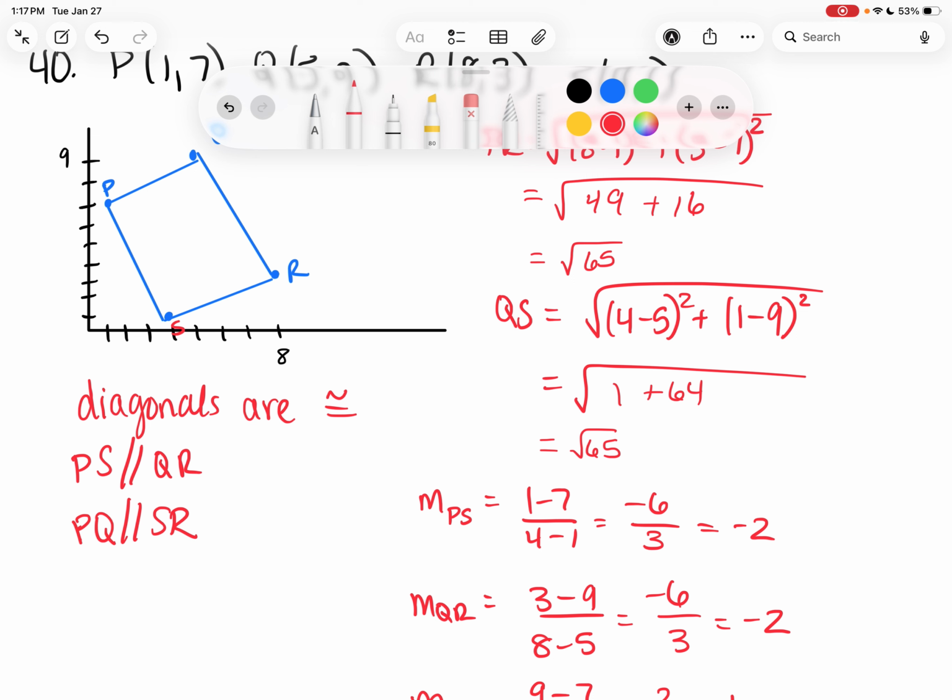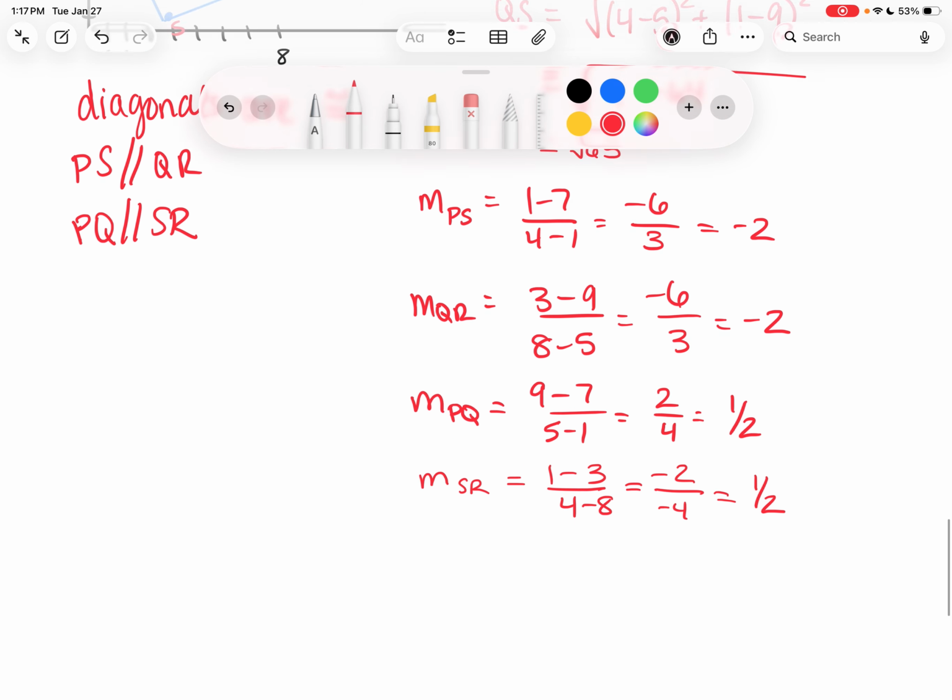Do the angles bias each other? Does it have perpendicular angles? I'm not sure if this will help us. You're saying to look and see if the slope of the diagonals? Is that what you're saying? Sure.